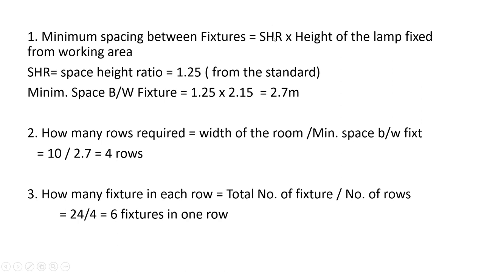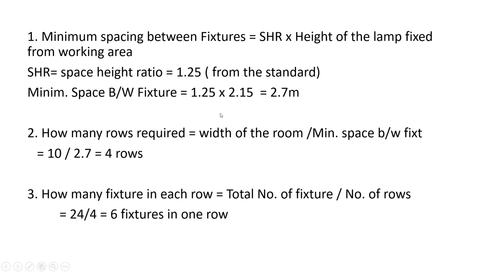You just put this 1.25 for all SHR values. It's a standard. And the minimum space between the fixtures is equal to 1.25 into the height of the lamp fixed from the working area. The lamp working height we calculated is 2.15. So multiply these two things, you will get 2.7 meters. So the minimum space between two lighting fixtures will be 2.7 meters.